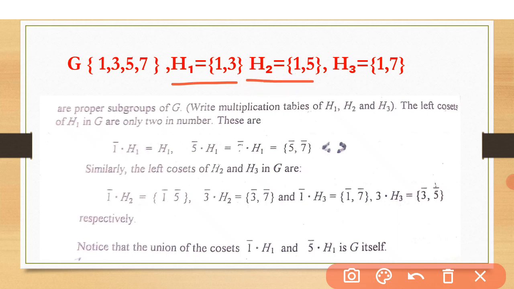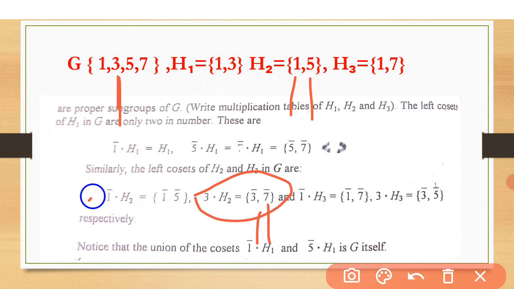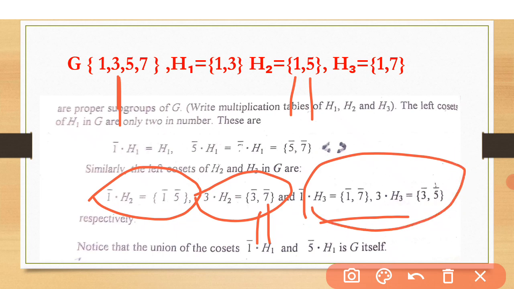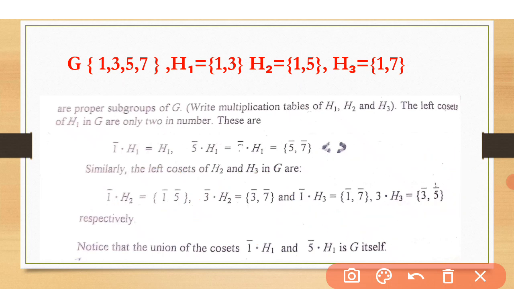Now let's check H2. A similar process will be done for H2. Multiply 1 by 1, it gives us 1. Multiply 1 by 5, it gives us 5, H2 itself. And multiply 3 by 1, it gives us 3. Multiply 3 by 5, 5 threes are 15, remainder is 7. So these are two left cosets of H2 in G. Similarly, H3 has two left cosets in G. So left and right cosets are the same here.